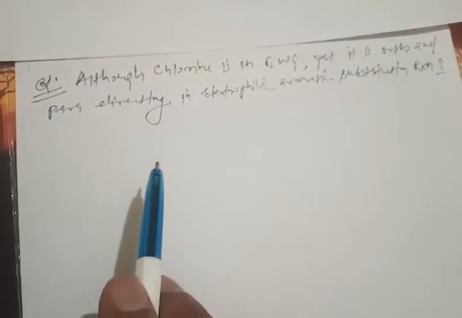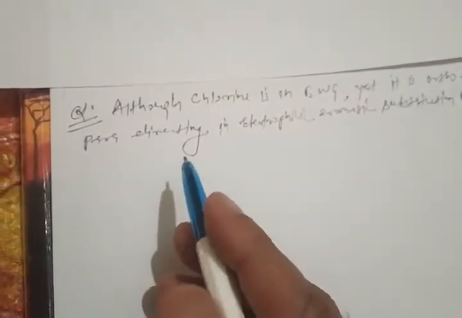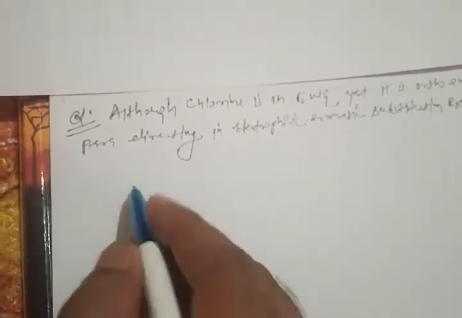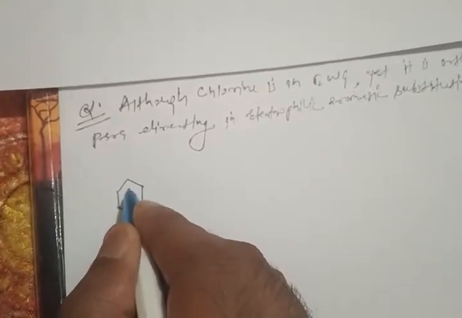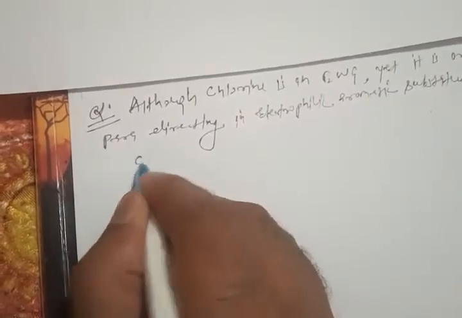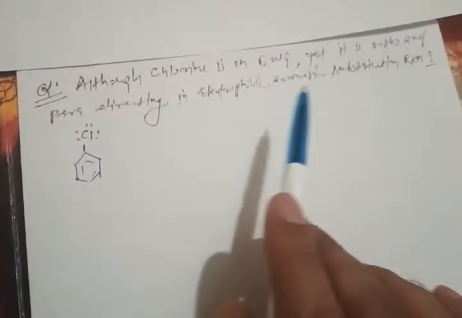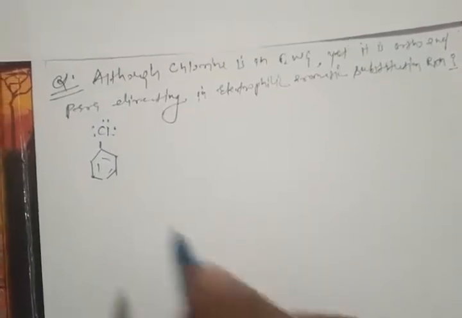So this was the question of lecture number 9. Here let's talk about reactivity. We have chlorobenzene, ortho and para directing, this was the question. Chlorine is an electron withdrawing group, there is no doubt about that, yet it is ortho and para directing. So what is the reason?